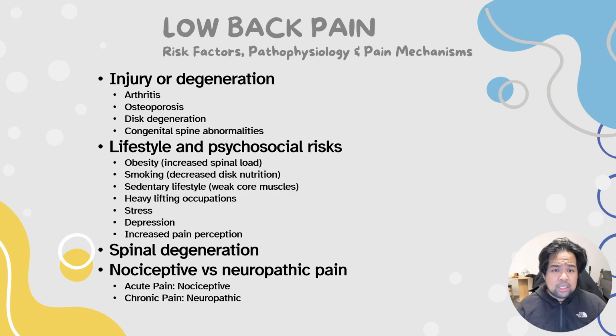So spinal degeneration, we're going to talk a little bit more about that. Basically, they have a loss of water in the nucleus pulposus, which is the center of the discs and is kind of gel-like, and there's a weakening of the annulus fibrosus, which is the tough ring around the disc, and that can cause the back pain. The main difference between nociceptive and neuropathic pain: acute pain is normally nociceptive and chronic pain is neuropathic.